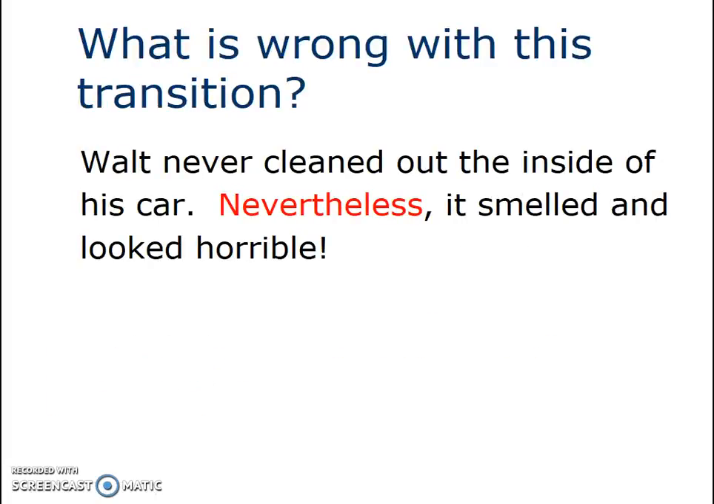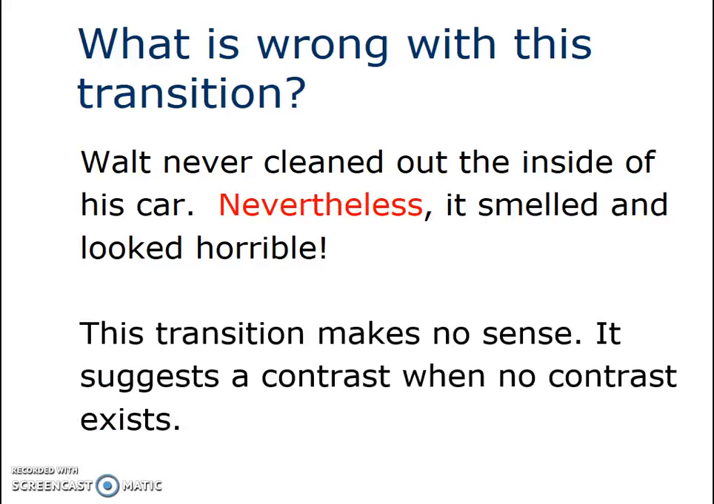Okay, take a look at these sentences. What is wrong with this transition? Walt never cleaned out the inside of his car. Nevertheless, it smelled and looked horrible. This transition makes no sense. It suggests a contrast when no contrast exists. So we don't have a contrast between this statement and this one. Instead, we have a different type of relationship.